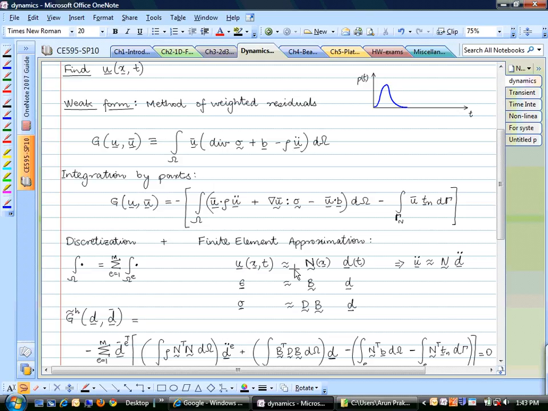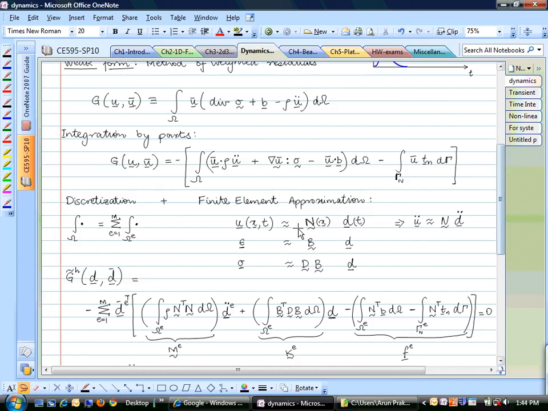So one consequence of using this finite element approximation is that when you take the derivative of u, that's the velocity, and you take another derivative of u, that is acceleration. If you just differentiate this equation with respect to time twice, what you will see is that u double dot, that is acceleration, can be written as the same N matrix times the second derivative of the degrees of freedom. Because the degrees of freedom are functions of time now, this thing is like the nodal acceleration. Instead of nodal displacements, these are nodal accelerations.